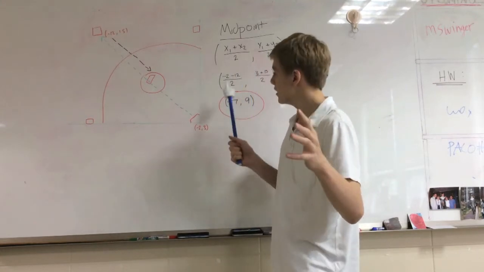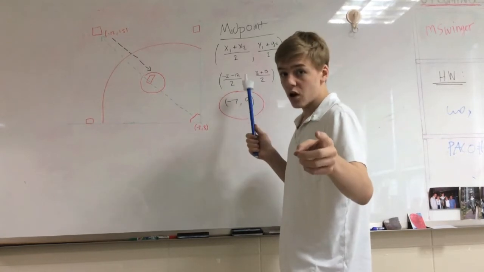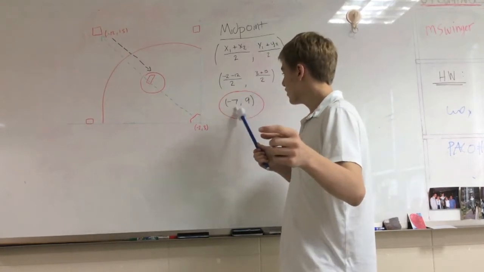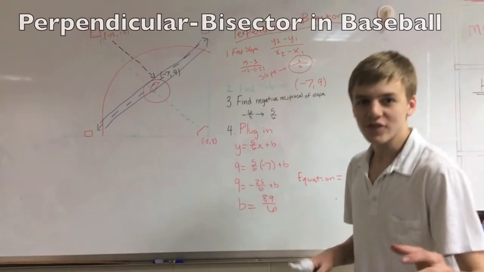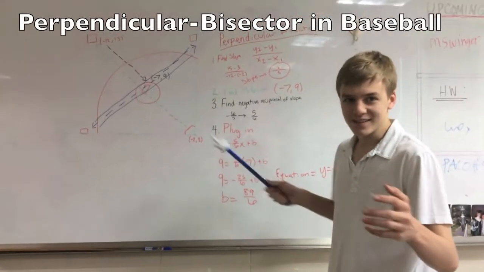Then you plug in your numbers. You see these numbers? You plug them in. Then you simplify that, and your midpoint is -7, comma 9. Right there. Alright, Richard, now you want to know what the perpendicular bisector of the throw was.